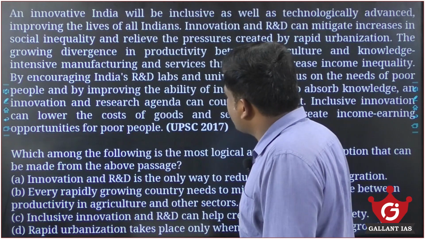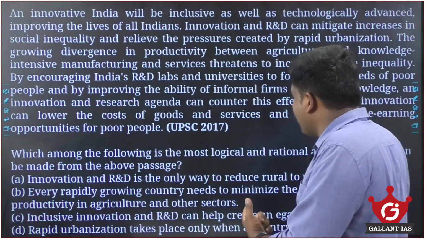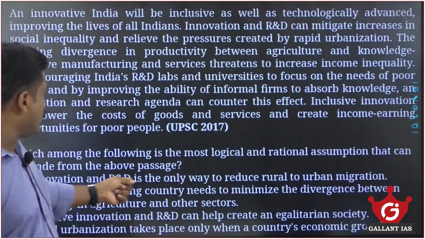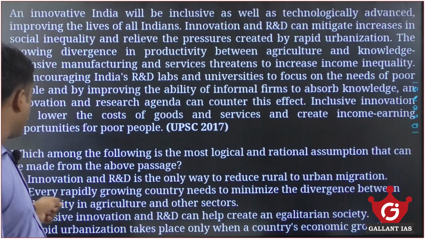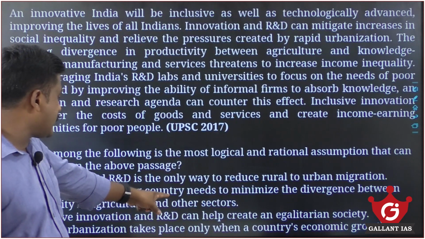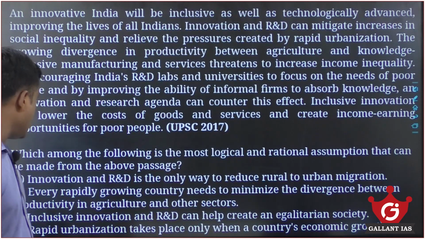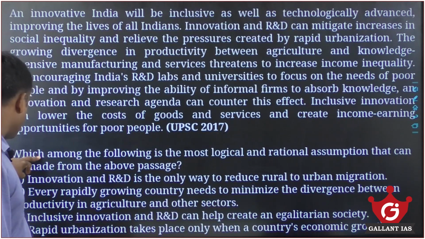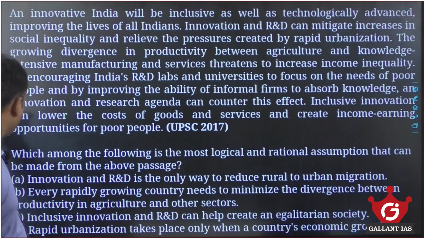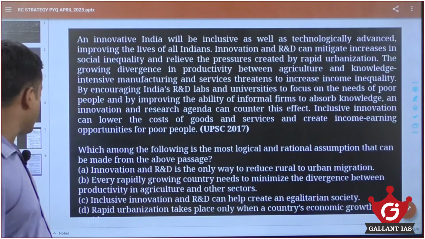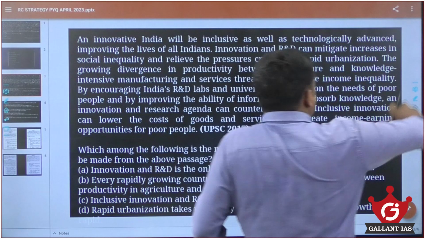Now see. Innovation and R&D is the only way to reduce rural and urban migration. Every rapidly growing country needs to minimize the divergence between productivity in agriculture and other sectors. Inclusive innovation and R&D can help create an egalitarian society. Rapid urbanization takes place only when a country's economic growth is rapid.